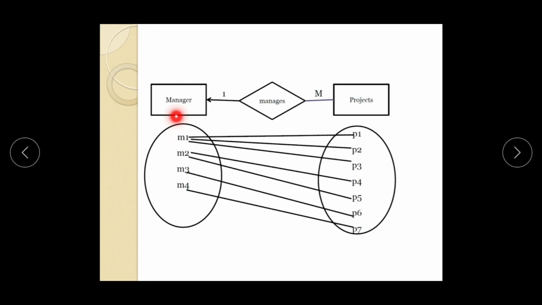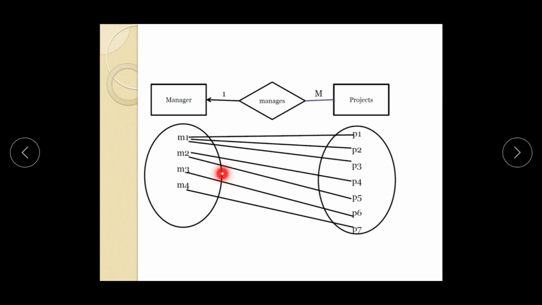This is another example. Manager manages projects. Here the cardinality ratio is one to many. Clear? It is labeled 1 and m, and also given directed lines. A directed line signifies one, and an undirected line signifies many. So this is one to many cardinality.